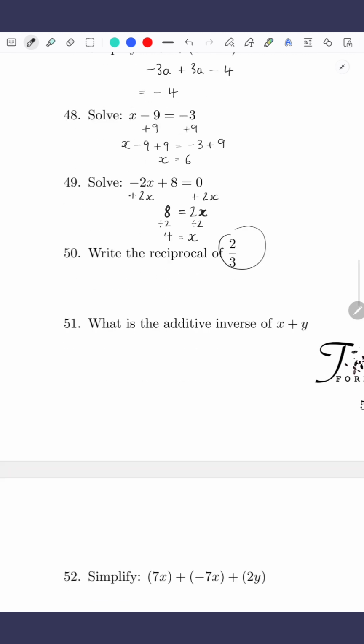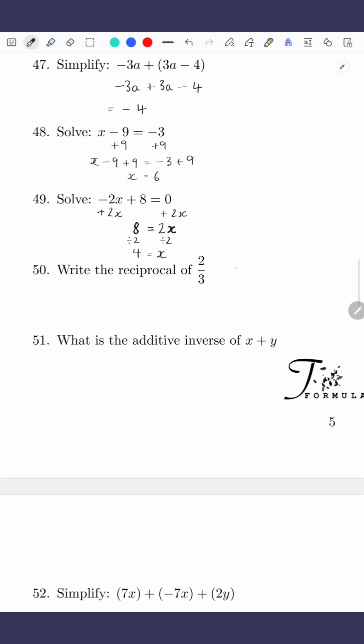What's the reciprocal of 2/3? Well, the reciprocal is the thing that multiplies this so that it equals 1. And there is a trick to it, if you remember. You just flip it upside down. So 3/2. Awesome.